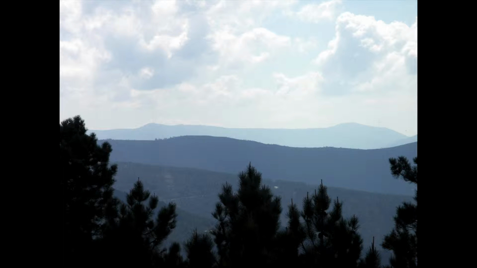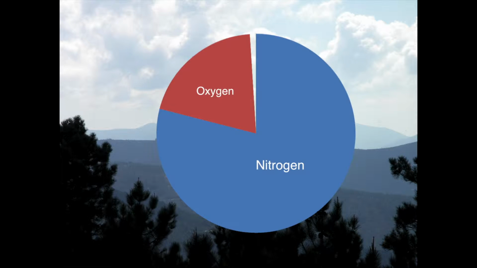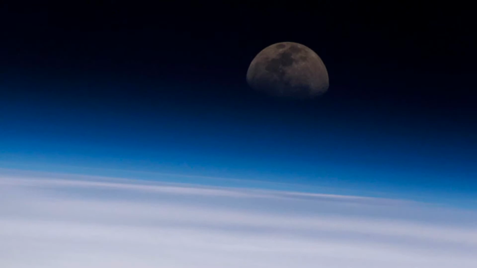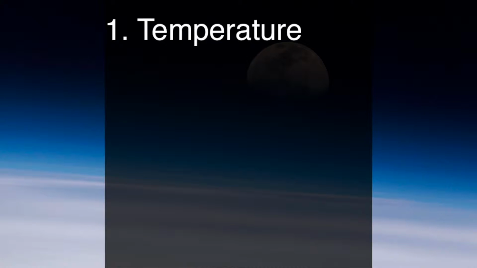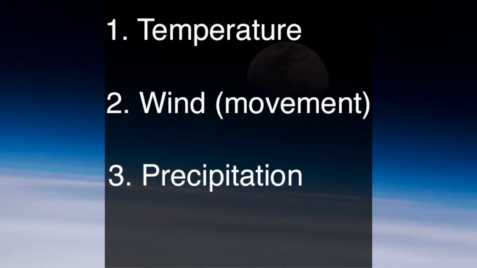The air or atmosphere is composed primarily of nitrogen and oxygen, and also a very small portion of what are called trace gases: carbon dioxide, water vapor, methane, and various nitrogen oxides that we'll talk about later in the course. We'll examine 3 features of the atmosphere: its temperature, its movement, or what we commonly call wind, and its role in transporting water, or what we call precipitation.